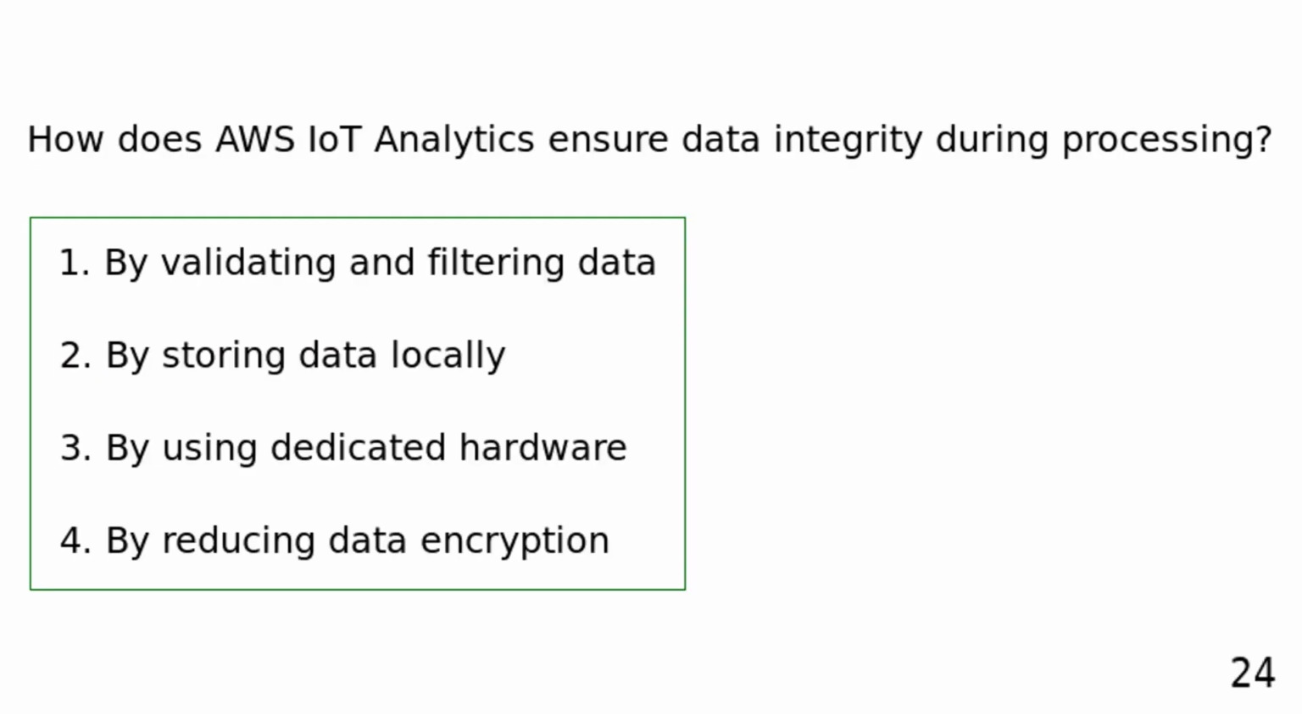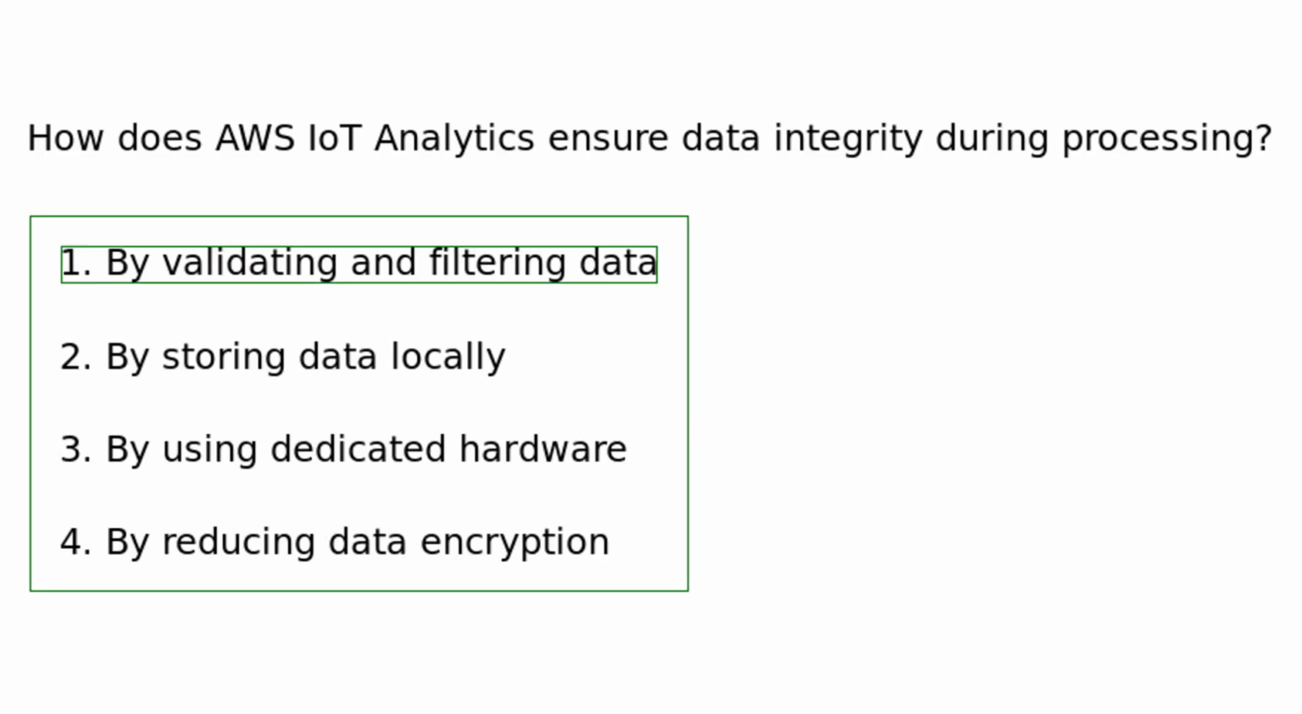How does AWS IoT Analytics ensure data integrity during processing? By validating and filtering data. By storing data locally. By using dedicated hardware. By reducing data encryption. Data integrity is ensured by validating and filtering data during processing.